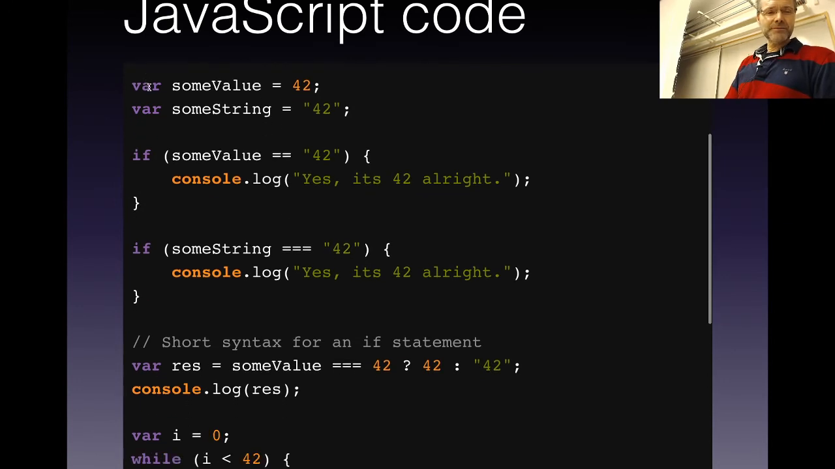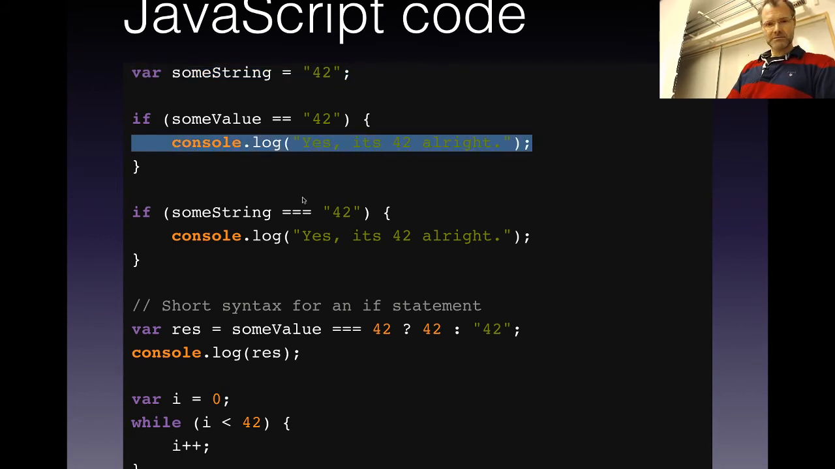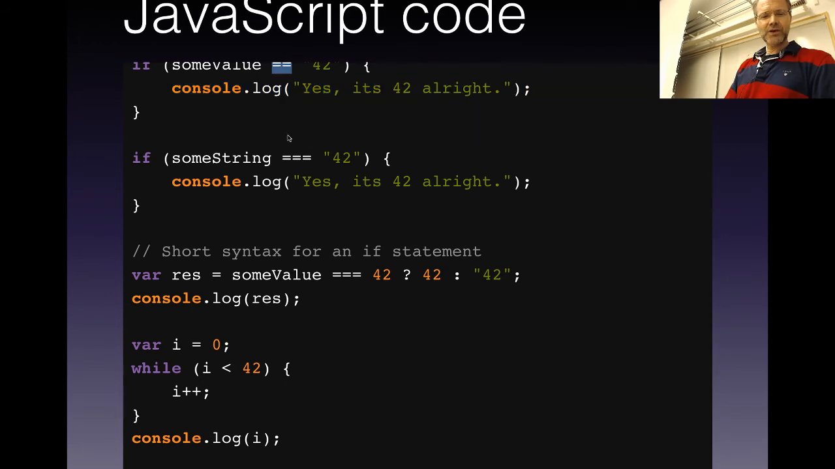We have some typing. We create variables, we put a value in it, we put a string in it. We write an if statement. It looks more or less the same as in many programming languages. We have a double equality and we have a triple equality. Do you know how two or three works?